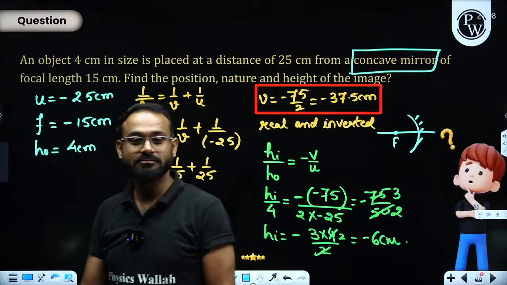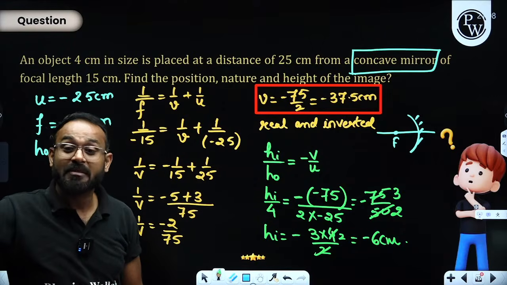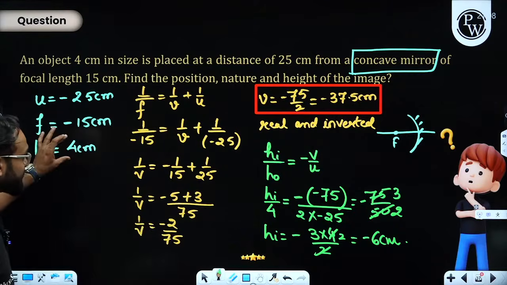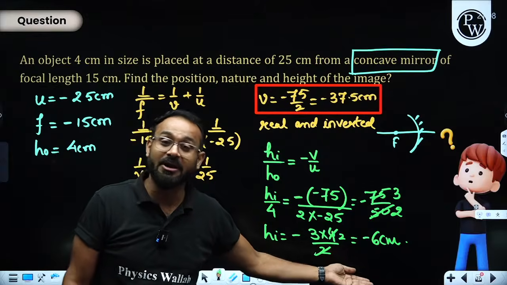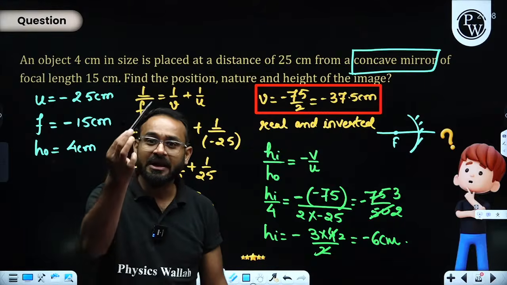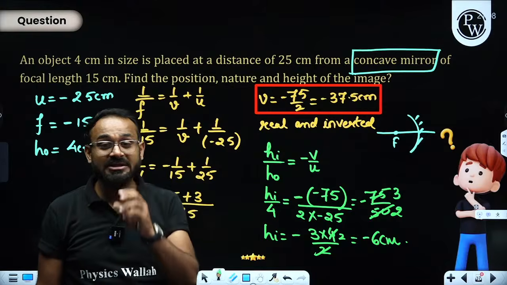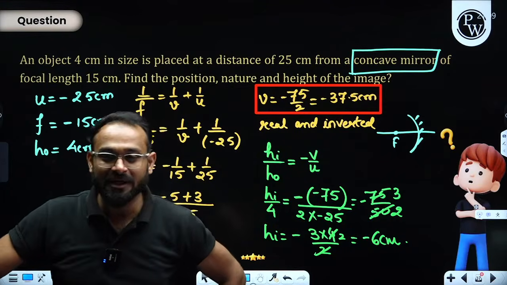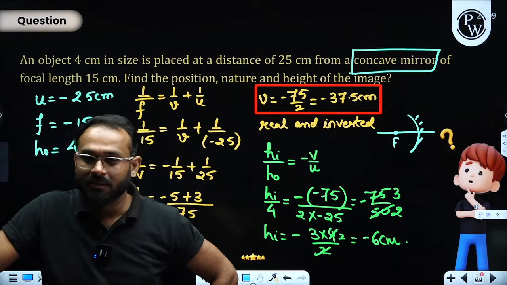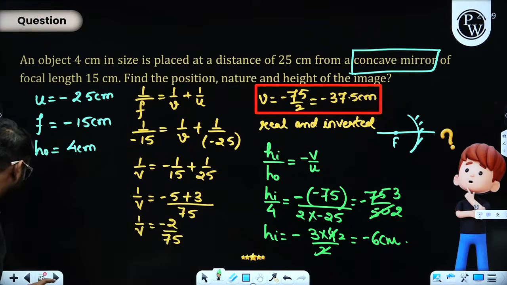Height of image also appeared: minus 6 centimeter. That means it is larger than the object. Object size was 4 centimeter, and the image you are getting is 6 centimeter, as well as with a negative sign. That means the nature is real and inverted. That is the confirmation that we are getting from here. The nature of the image is real and inverted. Very good answers. Perfect.